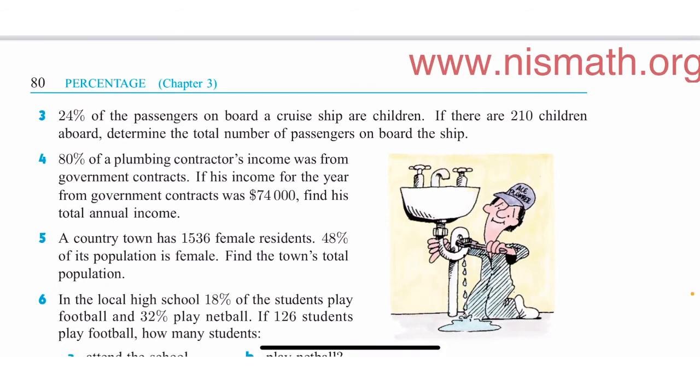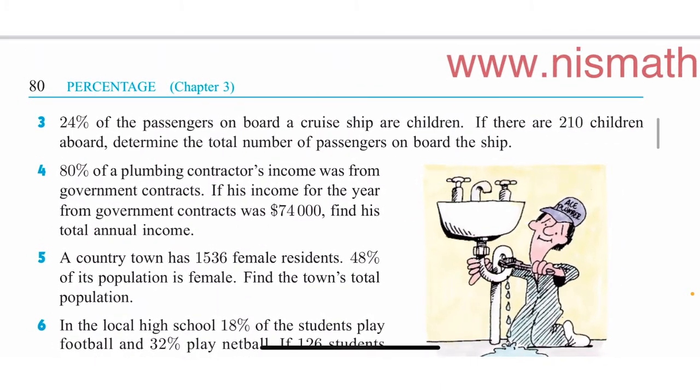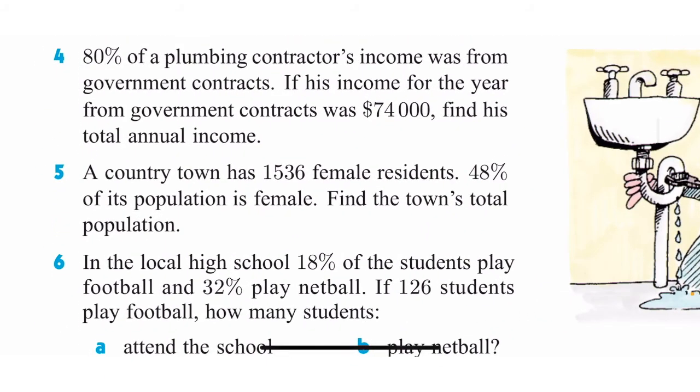24% of the passengers on board a cruise ship are children. If there are 210 children aboard, determine the total number of passengers on board the ship. And a country town has 1,536 female residents. 48% of its population is female. Find the town's total population.